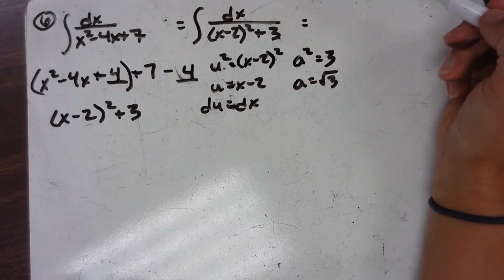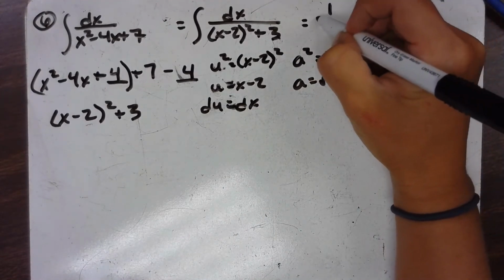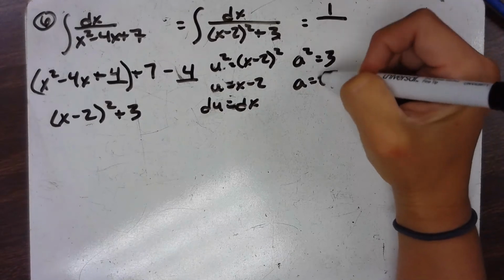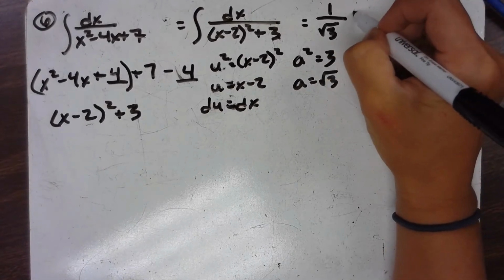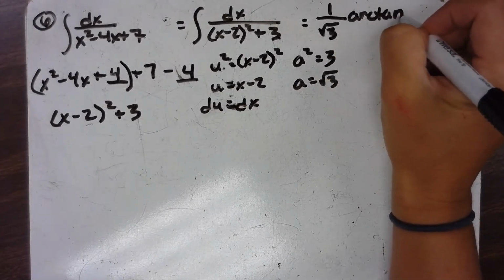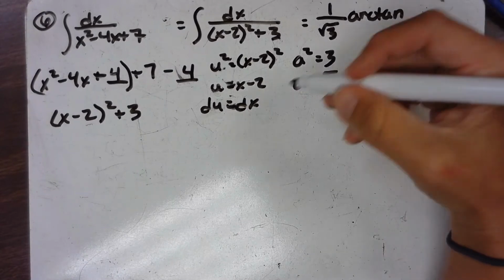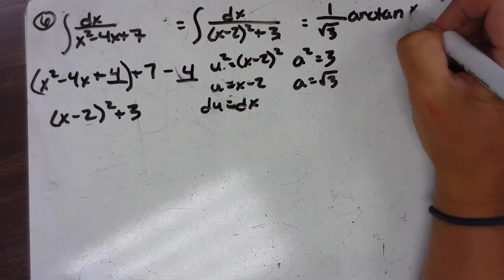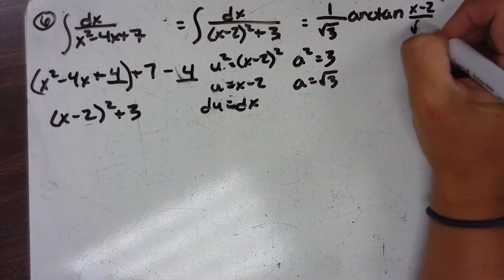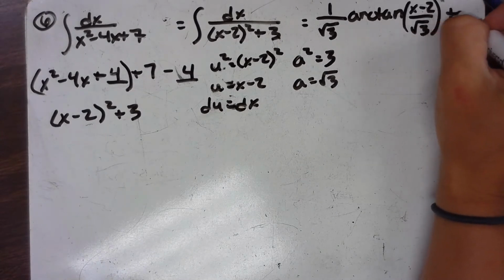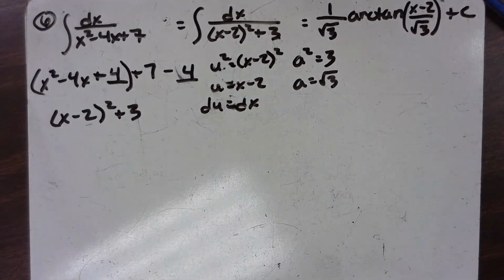So this is just arctangent. So it's 1 over a, so it's 1 over square root of 3, arctan, and then it's u over a. So my u is x minus 2 over a, which is square root of 3. I'm just going to put parentheses around that. And there's our final answer.